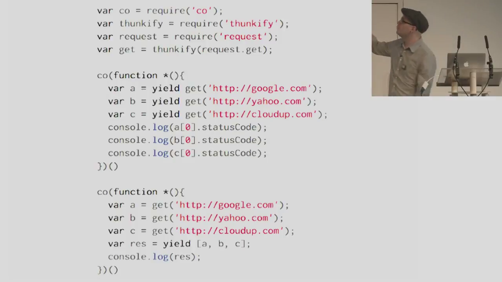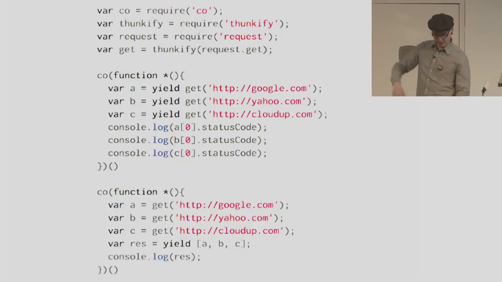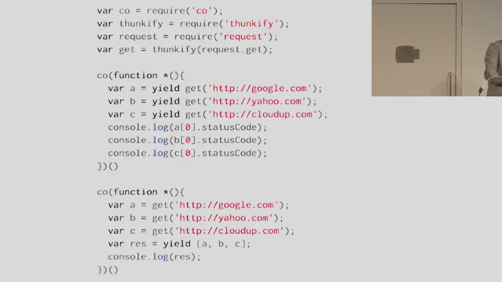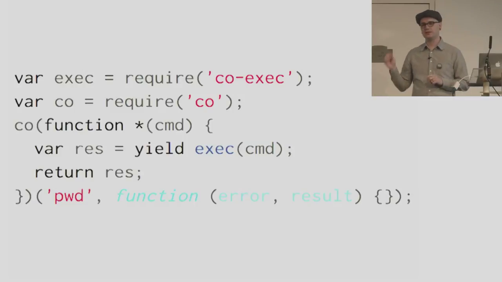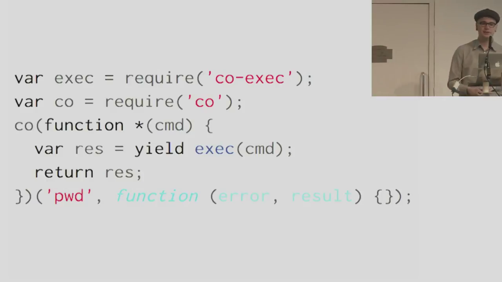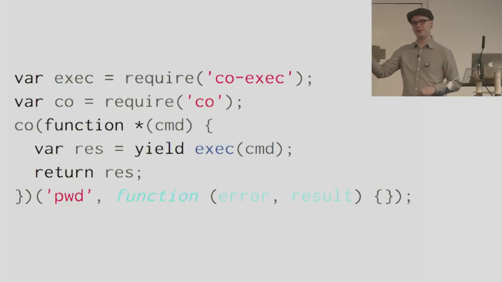And you can see that with co, you just pass it your generator, and then you can call it right away, and that will actually run it. But also, co's return value, that function, follows the standard Node convention. So here's a generator exec command, so we can exec pwd here, and then you can see that we just pass it a function with an error and result.